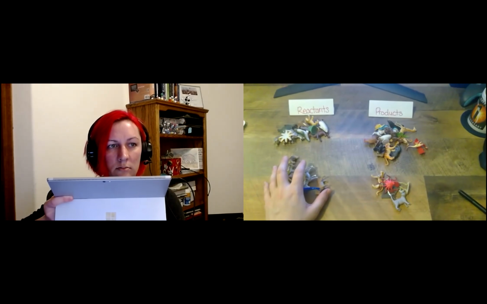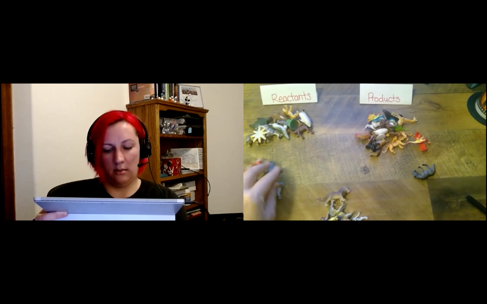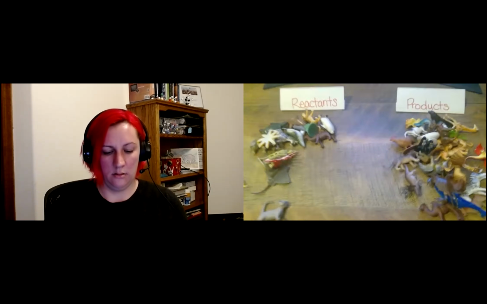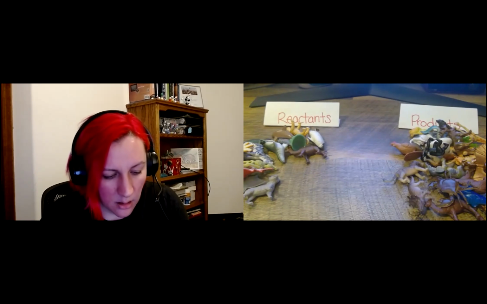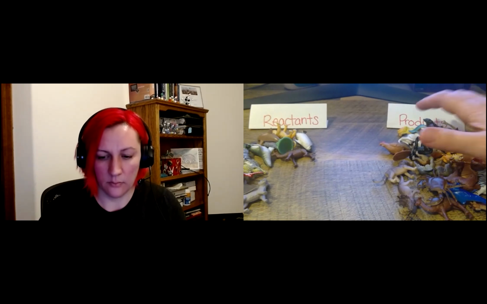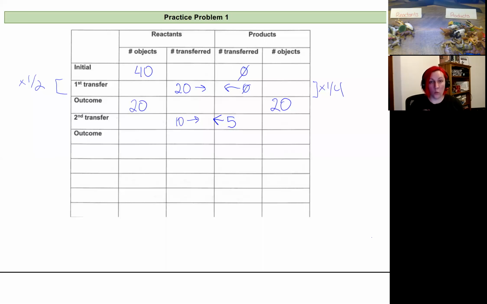And now what I'm going to do is swap them. All right, maybe that worked. Yeah, I got them. All right, cool. So now I've got a lot more products than I have reactants. And so what I end up with is, I've lost 10 but gained 5. So I'll have 15 of my reactants, and I have gained 10 but lost 5. So I'll have 25 of my products.